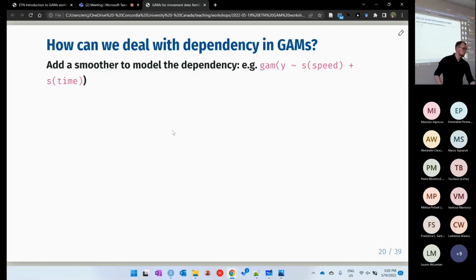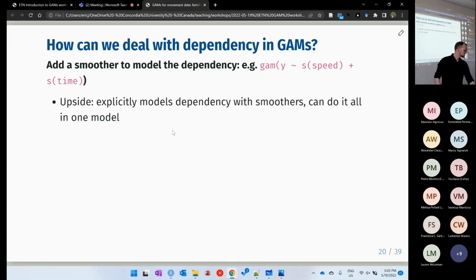You can also add a smoother to model the temporal dependency or spatial dependency itself. We saw that with the cod movement model, where I was adding that smooth, that's actually accounting for the autocorrelation in movement rate. It explicitly models dependency. This is the same way that in a GLM, or sorry, an NLME, for instance, you'd add a spatial covariance term or a temporal covariance term. Adding a spatial or temporal smoother is doing the same thing. It's trying to account for that dependency.